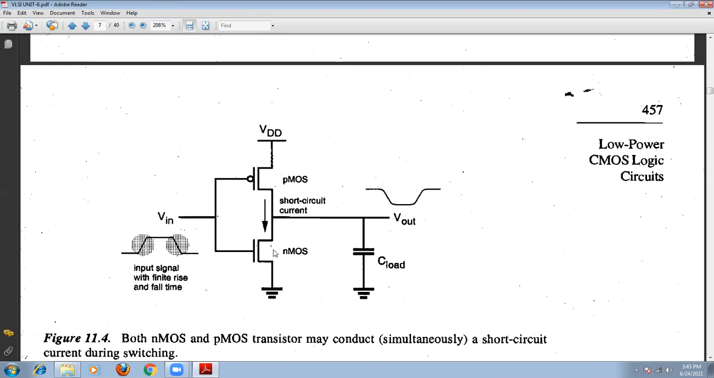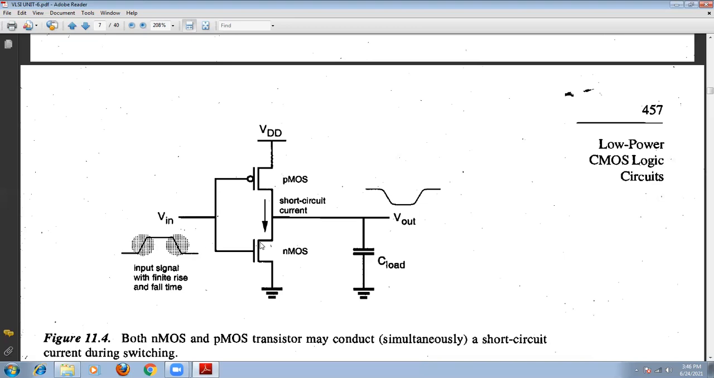So this type of current is basically prevalent if the output load capacitance is small, and if the input signal rise and fall time will be very large. Remember this point. This type of current will exist when the output load capacitance is very small, or the rise time and fall time of the input signal are very high. Then this type of current will dominate here.